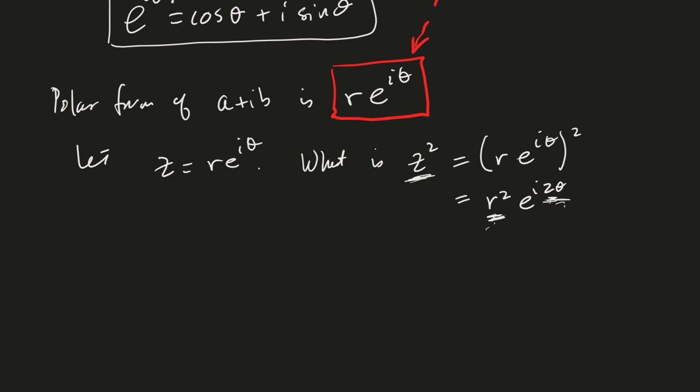Similarly, if you take the square root of z, right, that's going to be r e to the i theta to the 1/2 power. And so that's going to be the square root of r times e to the i theta over 2. And so to take the square root of z, you would take the square root of the magnitude, but then you would also halve the angle, right? So that's kind of fun to look at.